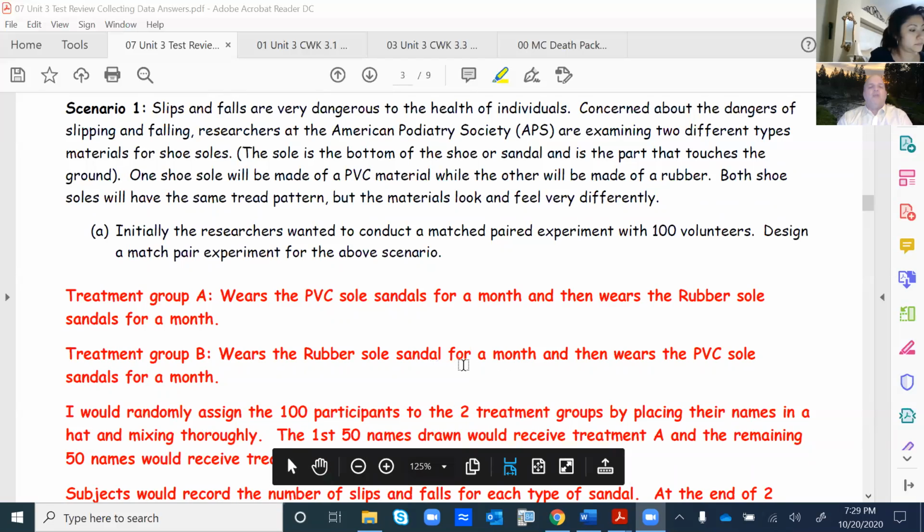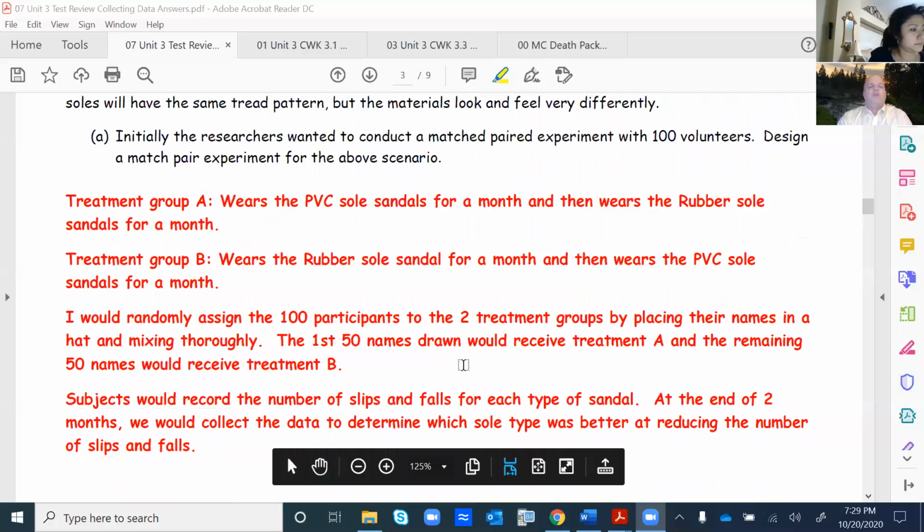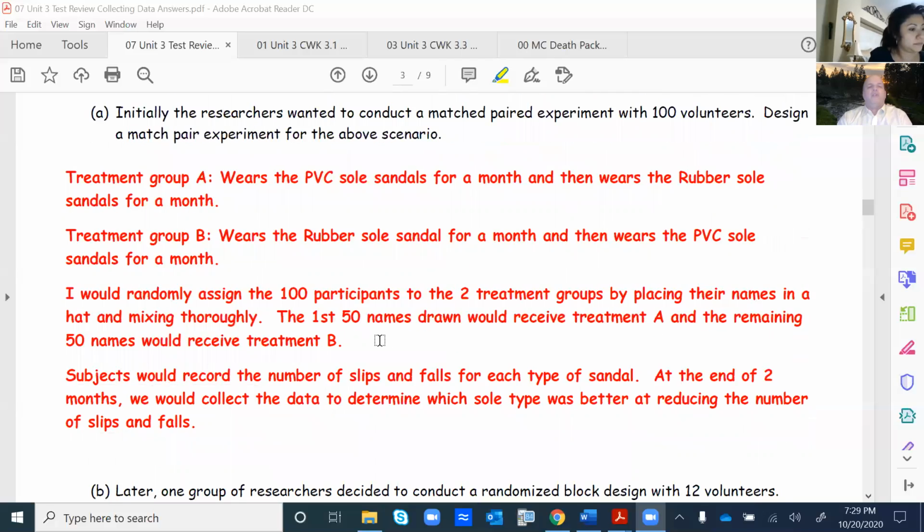So how would I run this? Well, I've told you what my groups are. So I randomly assigned 100 participants to the treatment groups. If I just say I'm going to randomly assign, that's no credit. All right, I have to specifically explain how I'm going to randomly assign. So I'm going to place the 100 names in a hat and mix thoroughly. And then the first 50 names drawn would receive treatment A, and the remaining would receive treatment B.